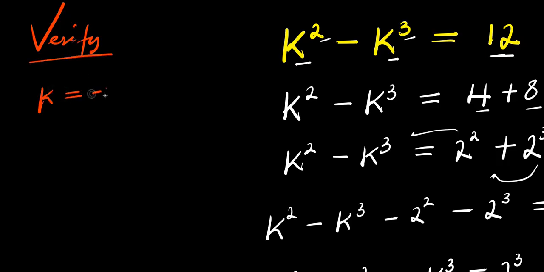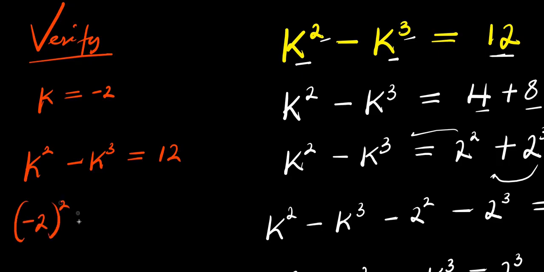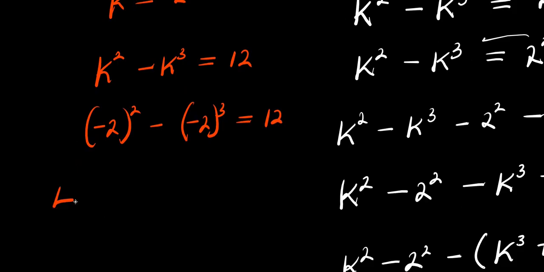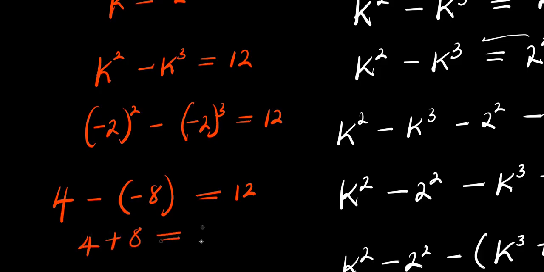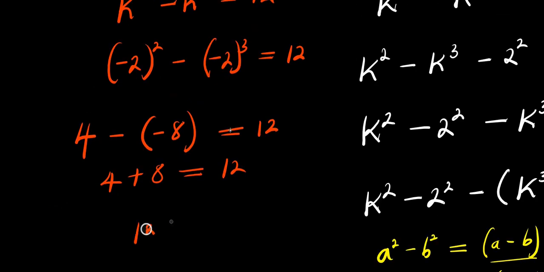We have k equals -2. So we have k^2 minus k^3 equals 12. So we have (-2)^2 minus (-2)^3 equals 12. So this is 4 minus -8 equals 12. 4 minus -8, this is 4 plus 8 equals 12, because negative times negative is positive, and 4 plus 8 is 12. And this equals 12.